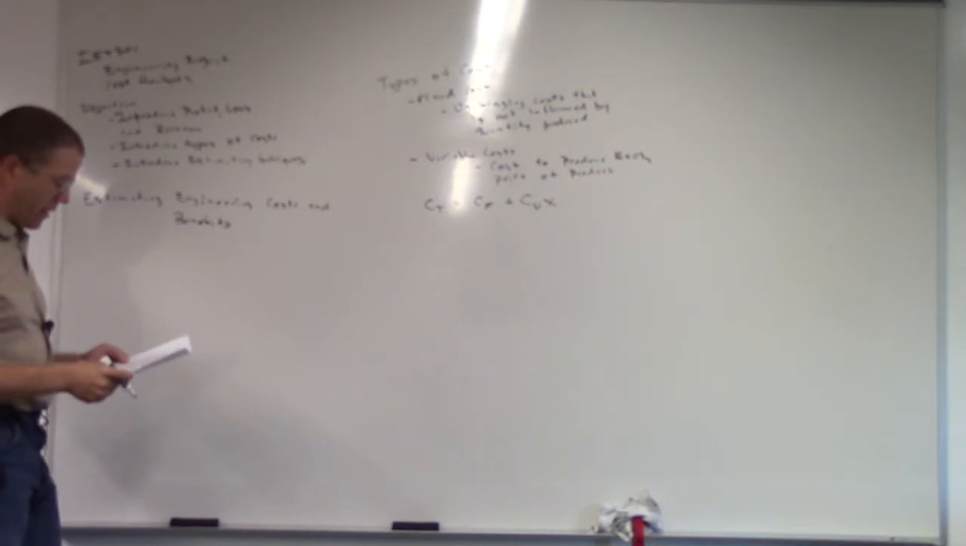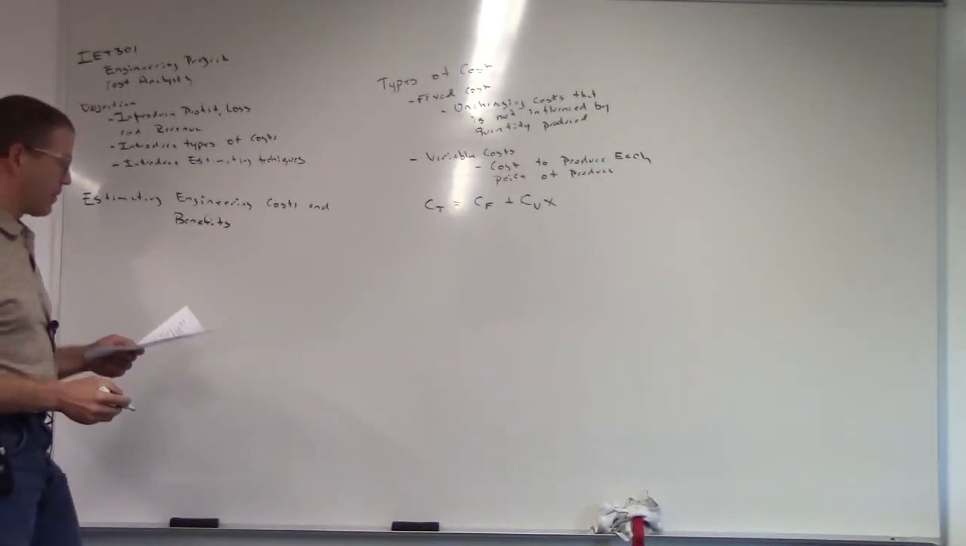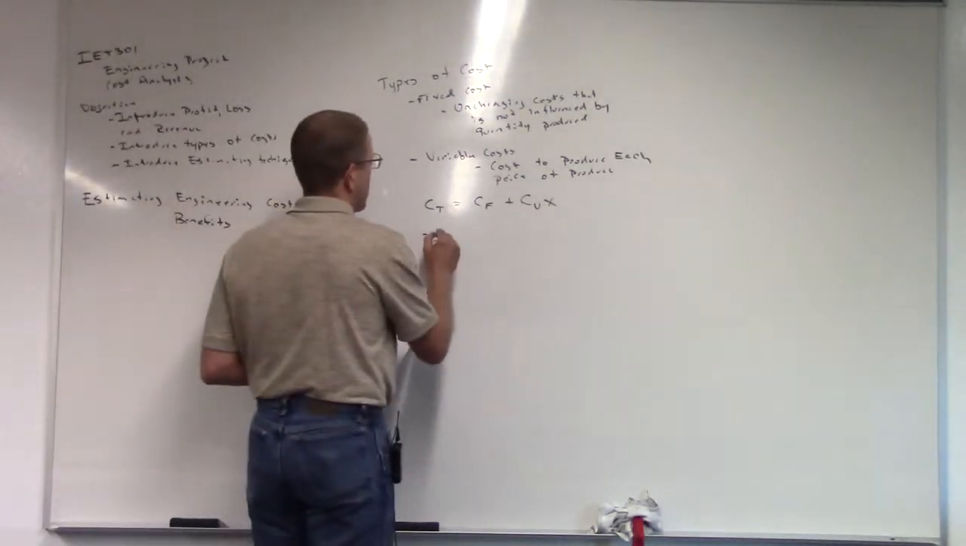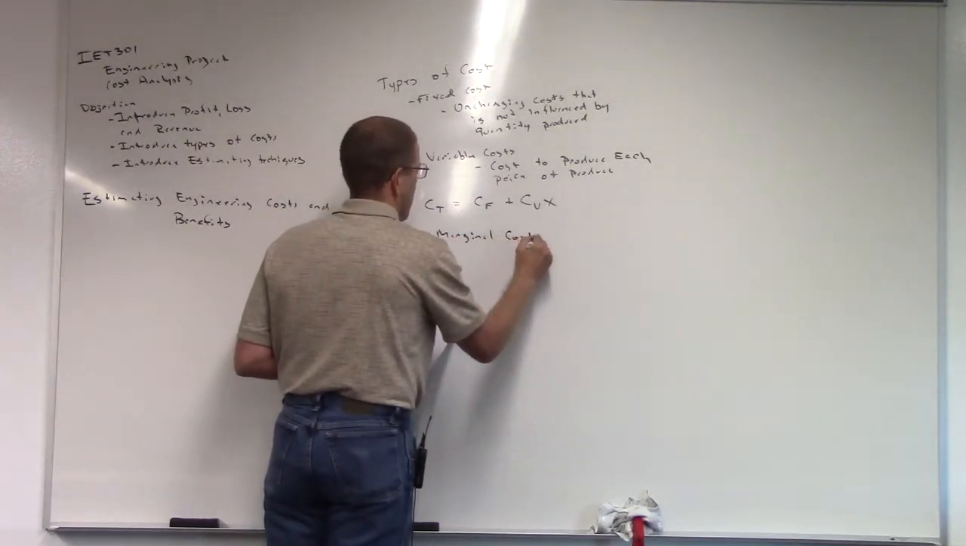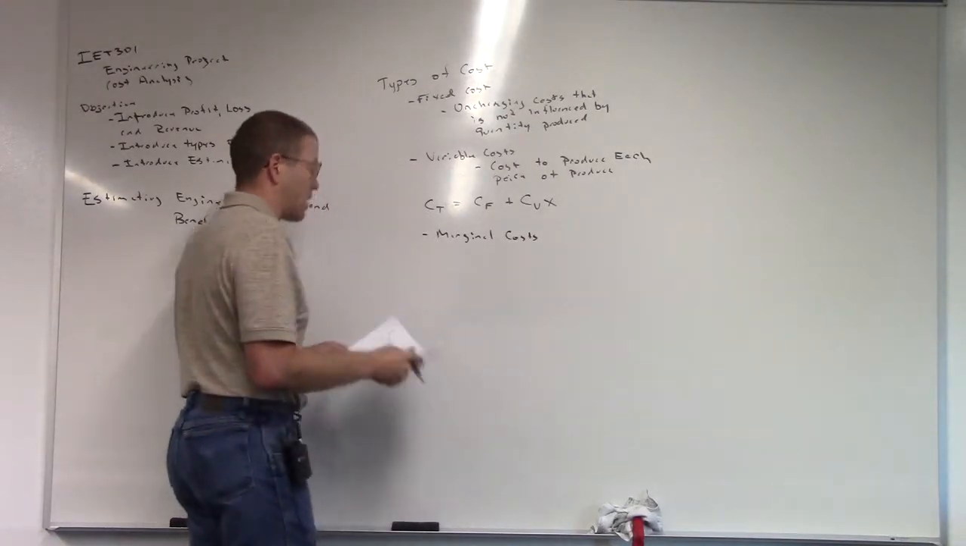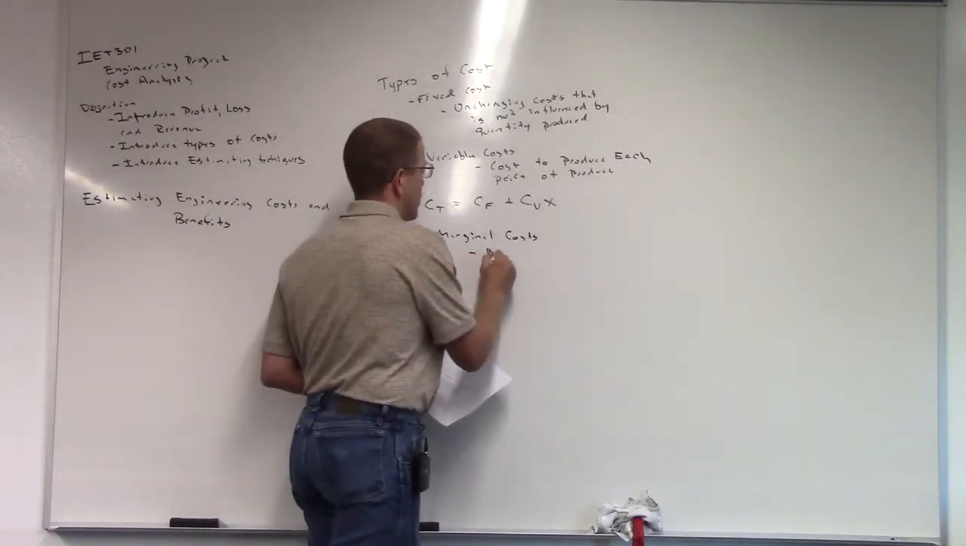Now, this is not the only type of cost that we have. We also have marginal costs. Okay, marginal costs represent the cost of producing one more unit.